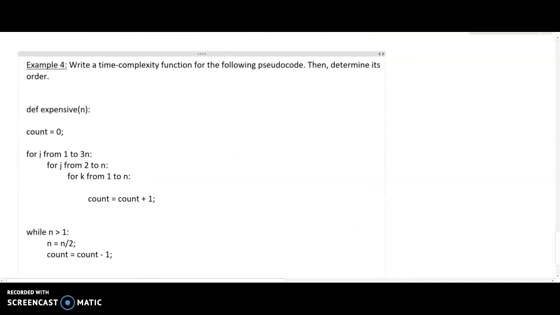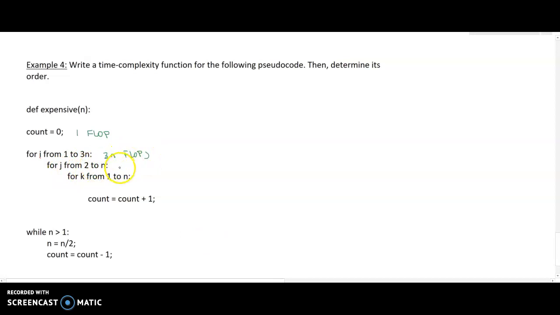So let's take a look at one more time complexity function. We want to write the pseudocode for it and determine its order. In this case, we have one flop here. Now we have a triple nested loop. So we know by now that we multiply the number of times this runs by the number of times this runs by the number of times this runs. This one is going to run from 1 to 3n, so that's going to require 3n iterations.